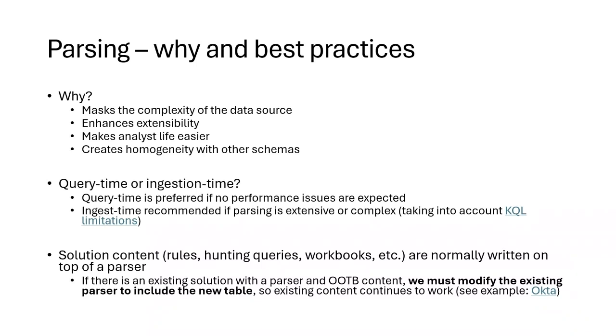If the connector that you're developing is from an existing solution that also contains a parser and content, we must modify that existing parser to include a new table. Why? Because that way, all the existing content, all the rules, hunting queries, workbooks, etc., will continue to work exactly the same. I put here an example from Okta, where we have two versions, the function connector and the CCP connector, and we have a parser that joins both of them, right? There's a specific trick to do it, and you will see that there.